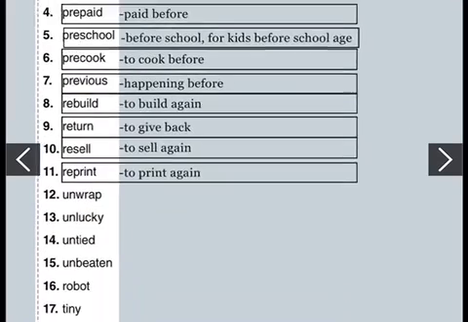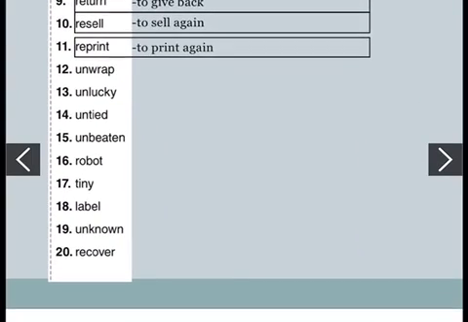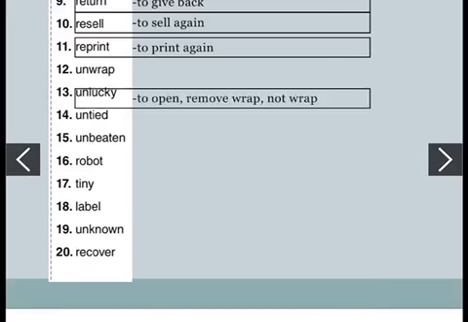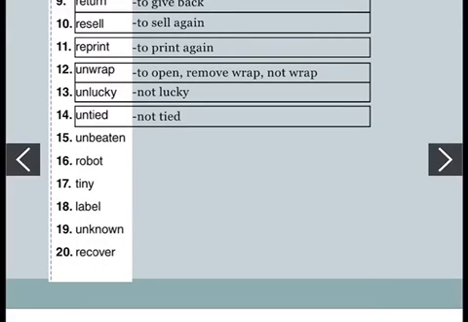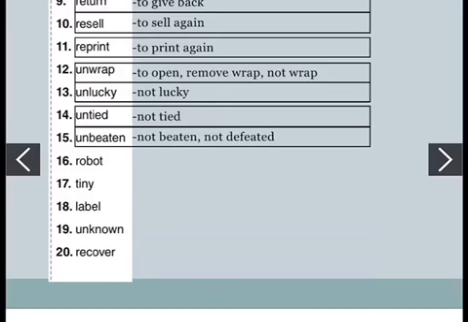Next, I have a list of words with the prefix un. Unwrap means to open or to remove wrap or to not wrap. So when I have the prefix un, it means not. Next, unlucky means not lucky. Untied means not tied. Unbeaten means not beaten or not defeated. So if I say I was unbeaten in that game, it means I was not defeated. It means I won.